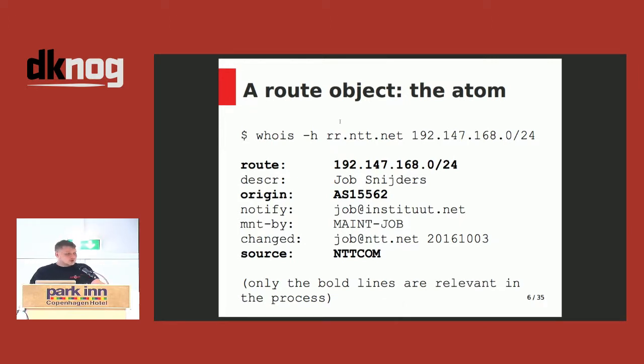But before we dive into the differences between the IRRs, let's take a deep dive into what the IRR database actually is. The atom of an IRR database is the route object. The route object is a snippet of text when you query it via a CLI like WHOIS. In this example, this is the prefix I use at my home, and only two pieces are relevant out of the route object. There's the prefix itself, 192.147.168/24, and the origin. And all the other stuff like description, notify, maintained by, changed, the prefix generation software does not consider that input at all. It just looks at the tuple of prefix, comma, origin ASN.